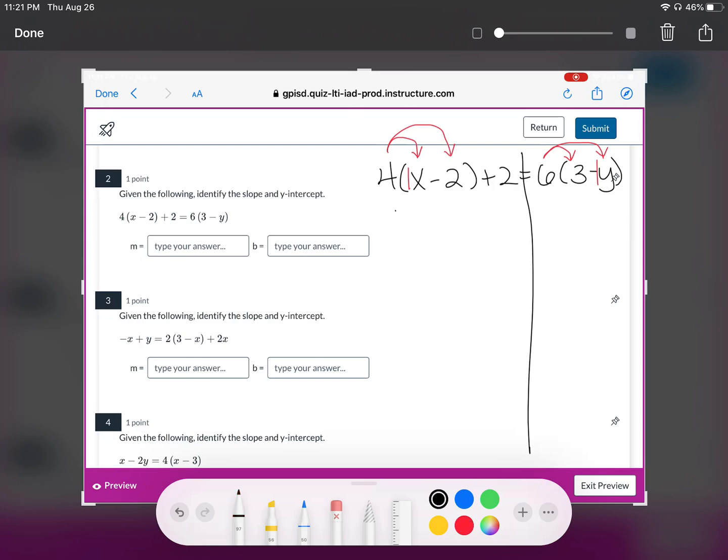4 times 1x is 4x. And 4 times negative 2 is a negative 8. The plus 2 is going to just come down. 6 times 3 is 18. And 6 times negative 1y is negative 6y.